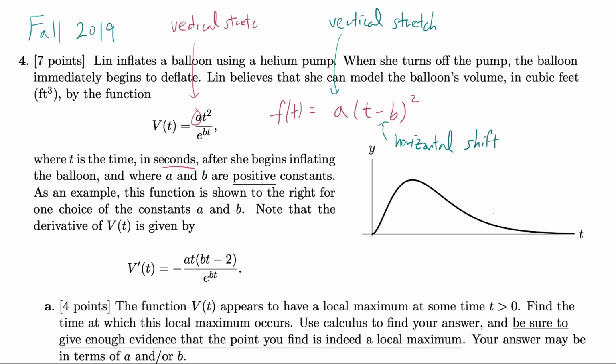Now let's read on just a little more. As an example, this function is shown to the right for one choice of the constants a and b. They're not telling us what a and b they chose. Maybe they picked 2 and 3. But for some choice of a and b, when you graph it, it looks something like this.